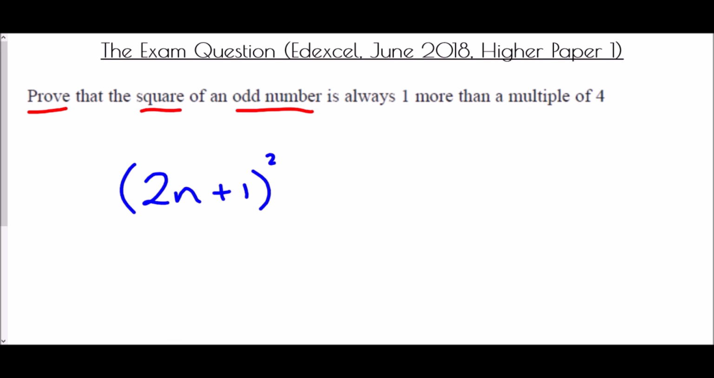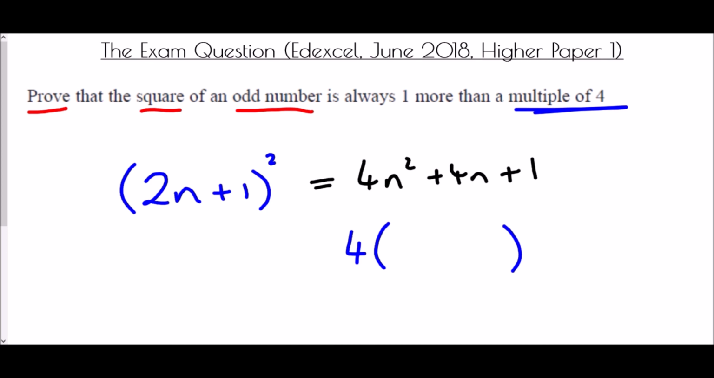And so if I square 2n plus 1, well, I get 4n squared plus 4n plus 1. And we've been told to show that it is always one more than a multiple of 4. Well, what does a multiple of 4 look like? Well, a multiple of 4 looks like 4 brackets. And so if I put 4 brackets into here, I've got 4n squared plus n. That would give me 4n squared plus 4n. And then we'd have 1 added on at the end. And therefore, 1 more than a multiple of 4. We have proven that it is the case.